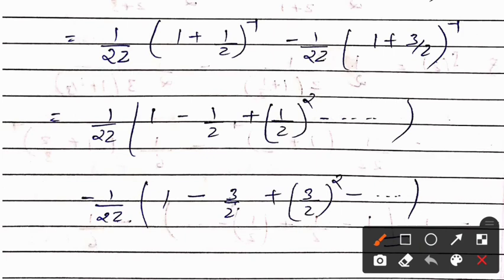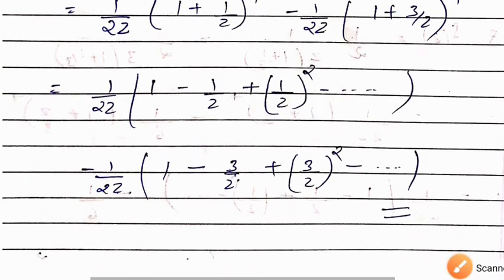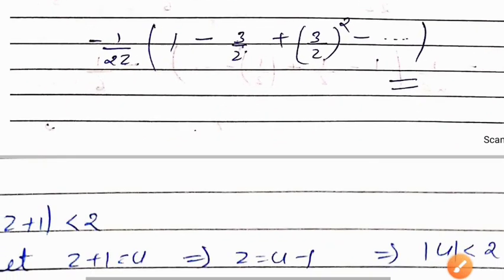Here plus and minus, opposite sign we are having. Here also we are having opposite sign. So I will take alternate signs: 1 minus 1 by z plus 1 by z whole square. In the same way, here we have 1 plus 3 by z, and here we will have 3 by z whole square minus dot dot dot. So this is our required Lorentz series for the second term.